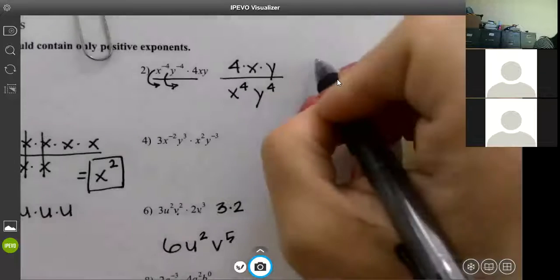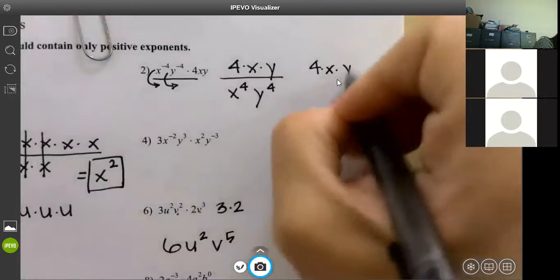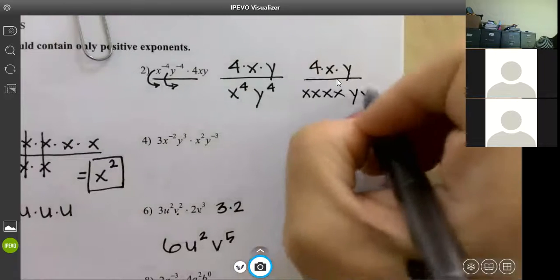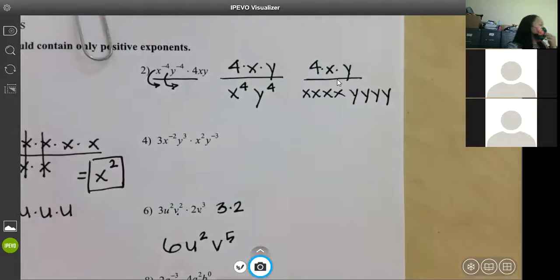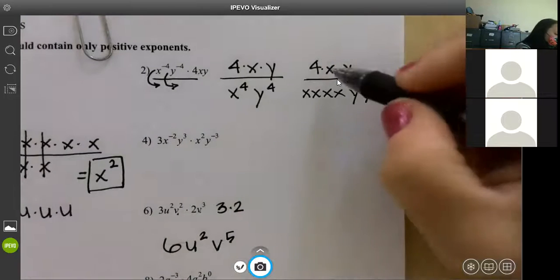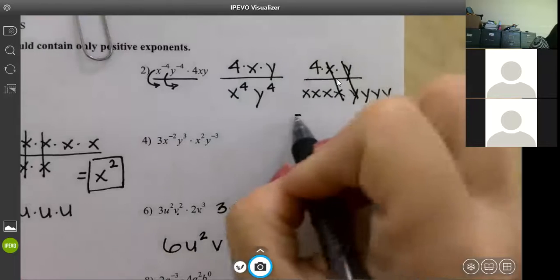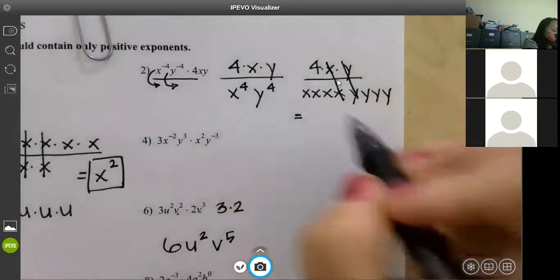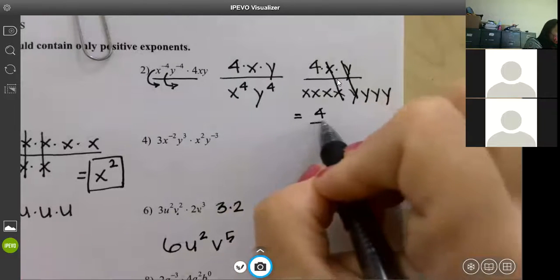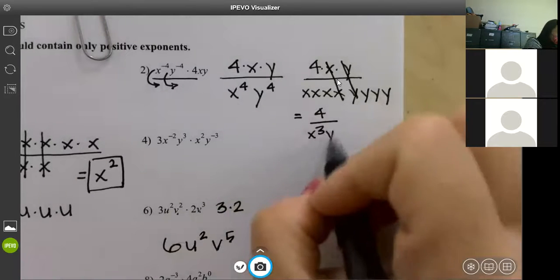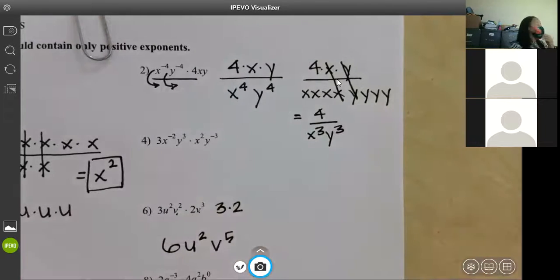If I write this out, again, we have a 4xy. 4x is on the bottom, 4y is on the bottom. What happens if it's the same on the top and the bottom? Mark out. So what does that leave us on the top? X. Look at it on the top, all top. 4. On the bottom, x to the third, y to the third. Yeah, that's it. Okay, don't make it more complicated than what it is.